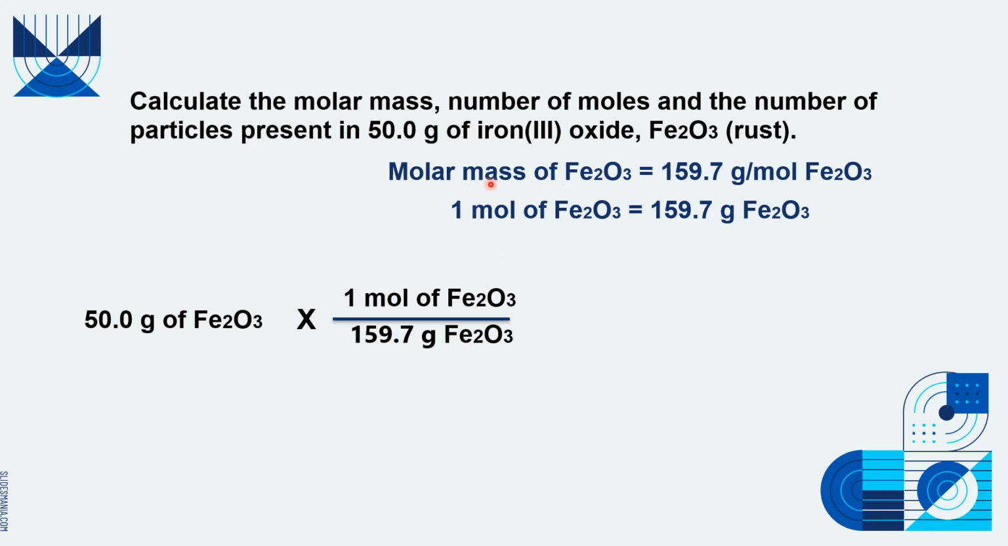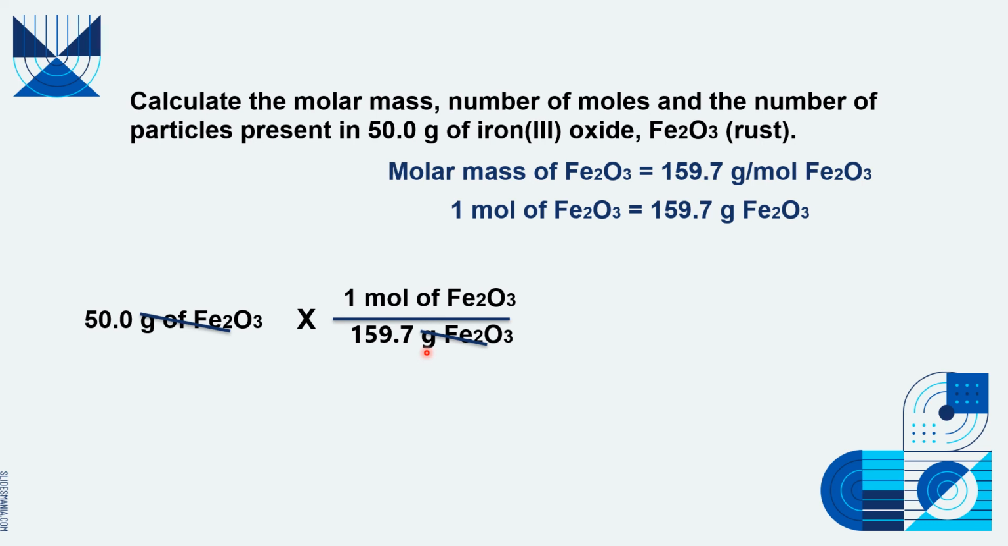Kasi the molar mass of iron oxide from our computation is 159.7 gram per mole. It means that in every 1 mole of iron oxide, there is 159.7 gram of iron oxide. So therefore, 50 grams of iron oxide times in every 1 mole of iron oxide, there is 159.7 grams of iron oxide. So, multiply, then divide. Para mabilis, divide na lang po. Kasi 1 lang naman yun. So, 50 divided by 159.7. Again, divide. 50 divided by 159.7.